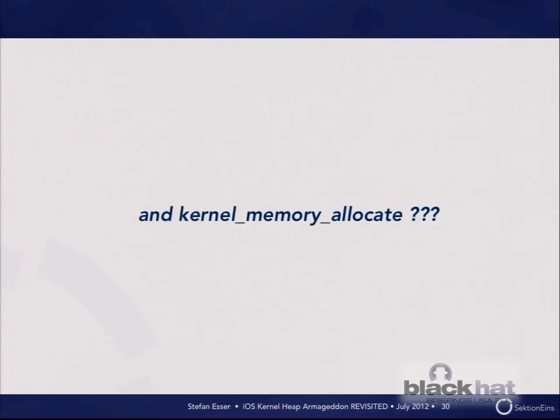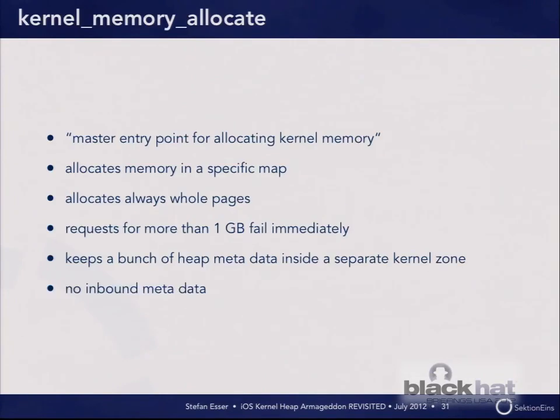The last one that was interesting here is this kernel memory allocate. I think this is a quote from the Apple source code. It's called the master entry point for allocating kernel memory. It allocates memory in specific memory maps, and it always allocates whole pages. And if you request a lot of memory, more than 1 gigabyte, it will fail and just return a null pointer. I believe it returns a null pointer and doesn't crash. It keeps metadata, but it keeps that in a different position than the memory itself. So the metadata is outbound and not inbound. So when you overflow some block that was allocated with kernel memory allocate, you're not accidentally overwriting the metadata. So this seems very uninteresting for now.